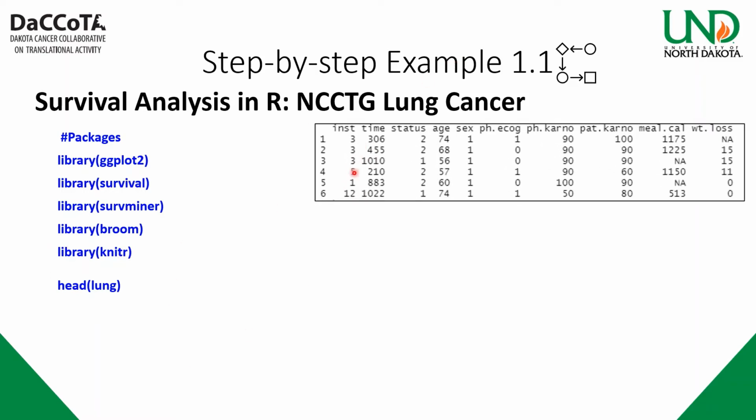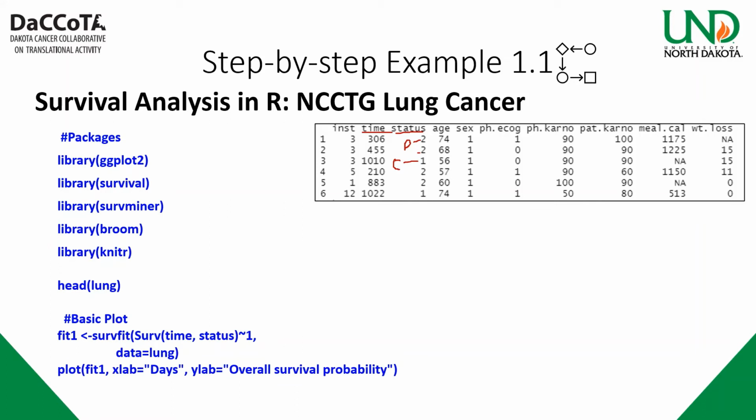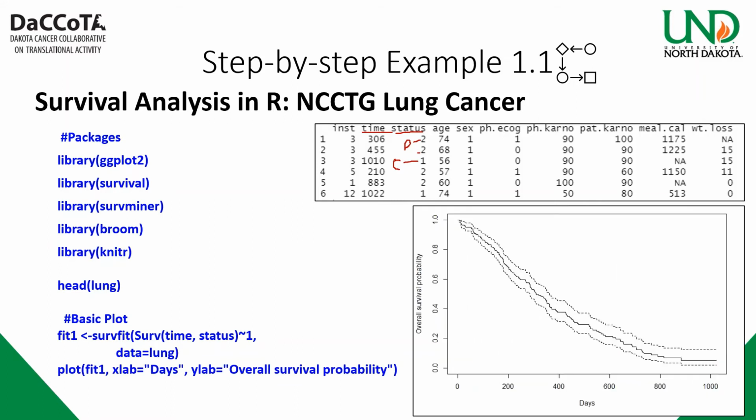The most important ones for our purposes here, of course, are a time variable and a status variable. You notice how this is 2 and 1. So I think 2 means death, 1 means censor. Alrighty then, let's look at a basic plot. So we set up this Surv object, time and status equals 1, and then survfit. And then we'll plot this fitted object and have the right labels. And so this is just our overall Kaplan-Meier curve. We see that survival decreases as days increase.